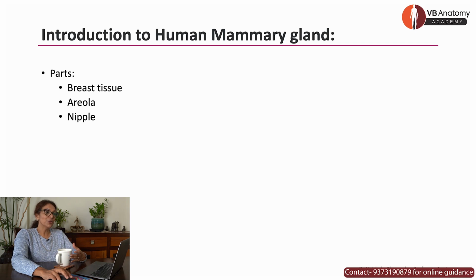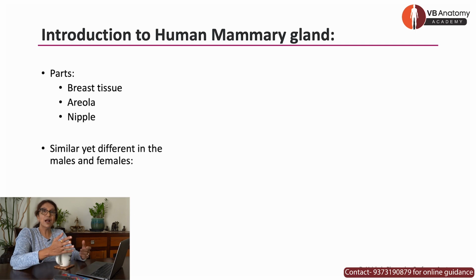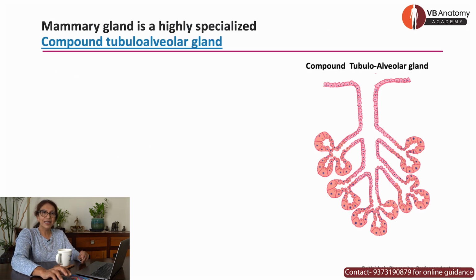So, introduction to human mammary gland. Mammary gland consists of breast tissue, areola and the nipple, surrounded by, of course, the supporting connective tissue. It's quite similar in males and females, yet obviously you know it's different. Let's just understand the gland first, okay?